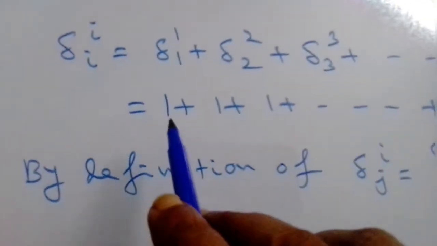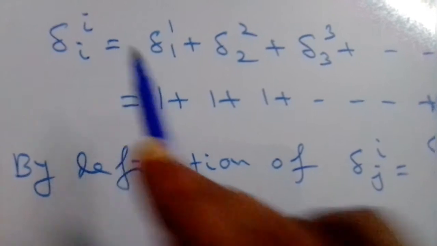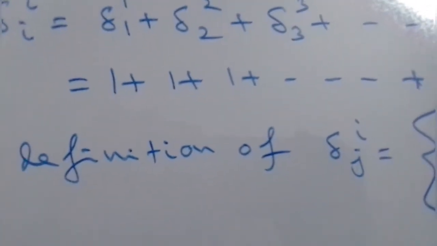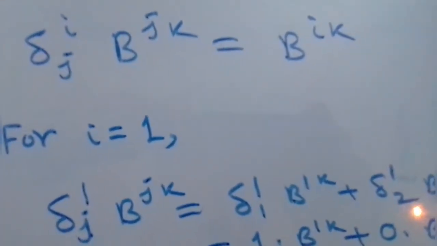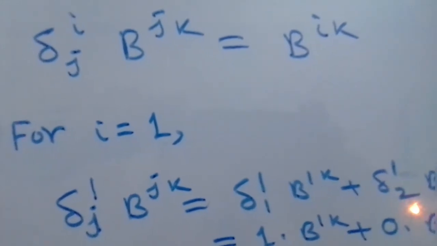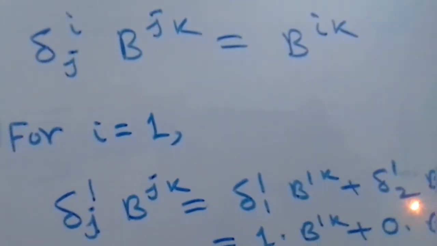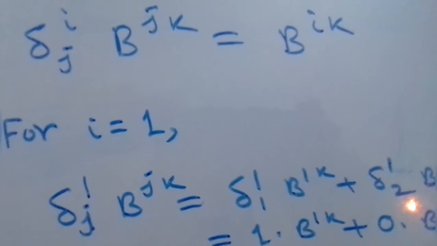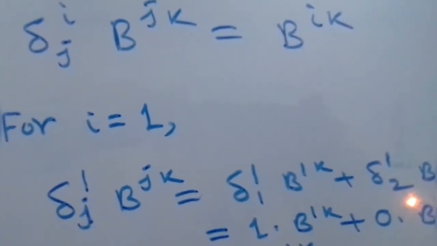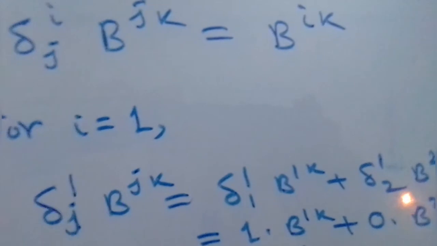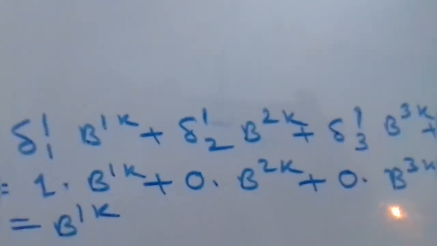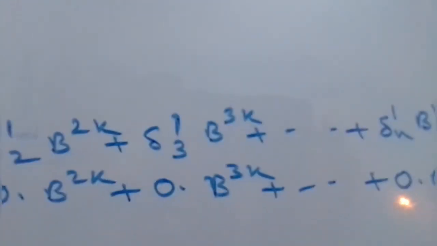So we finally prove our first result, delta ii is n, and now we are going to prove our next result: delta ij bjk will be equal to b of ik. Now we are proving this result. We take i equal to 1, fixing i as 1, so delta 1j bjk will be delta 1 1 b1k plus delta 1 2 b2k plus delta 1 3 b3k, and finally delta 1n bnk.